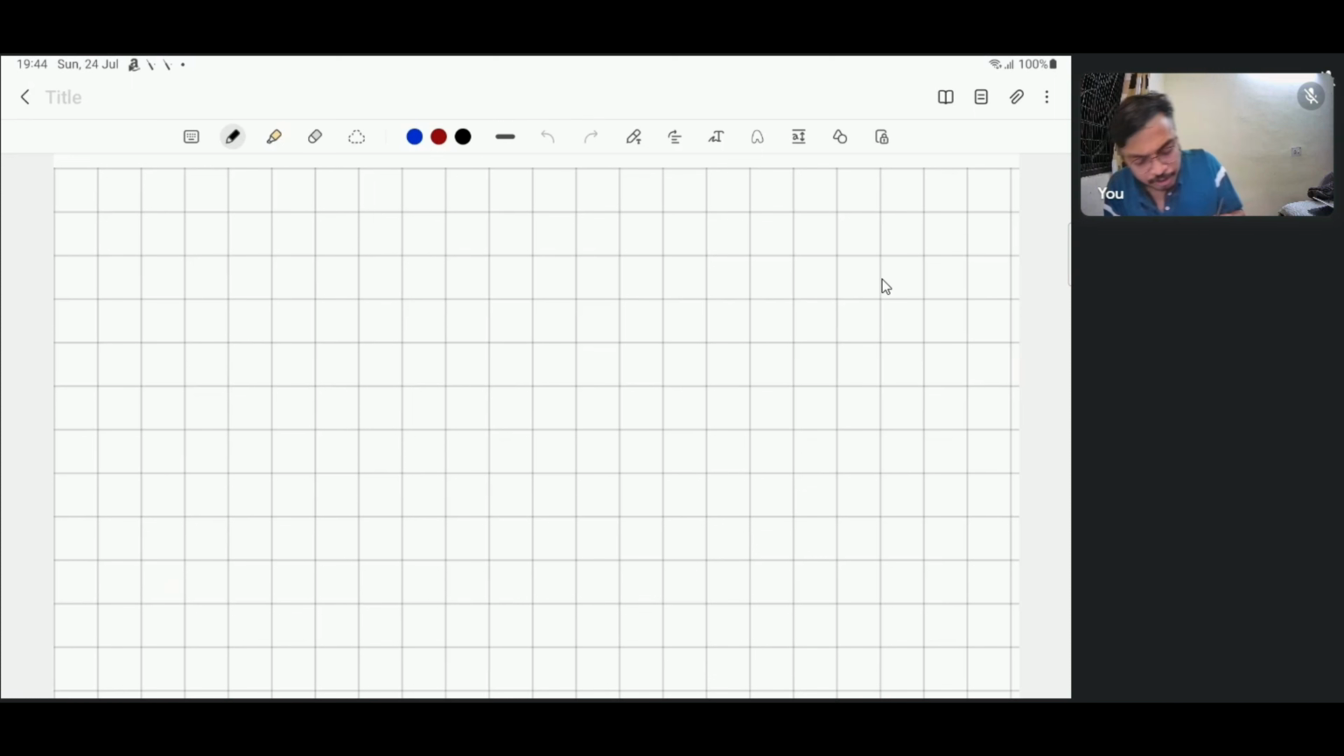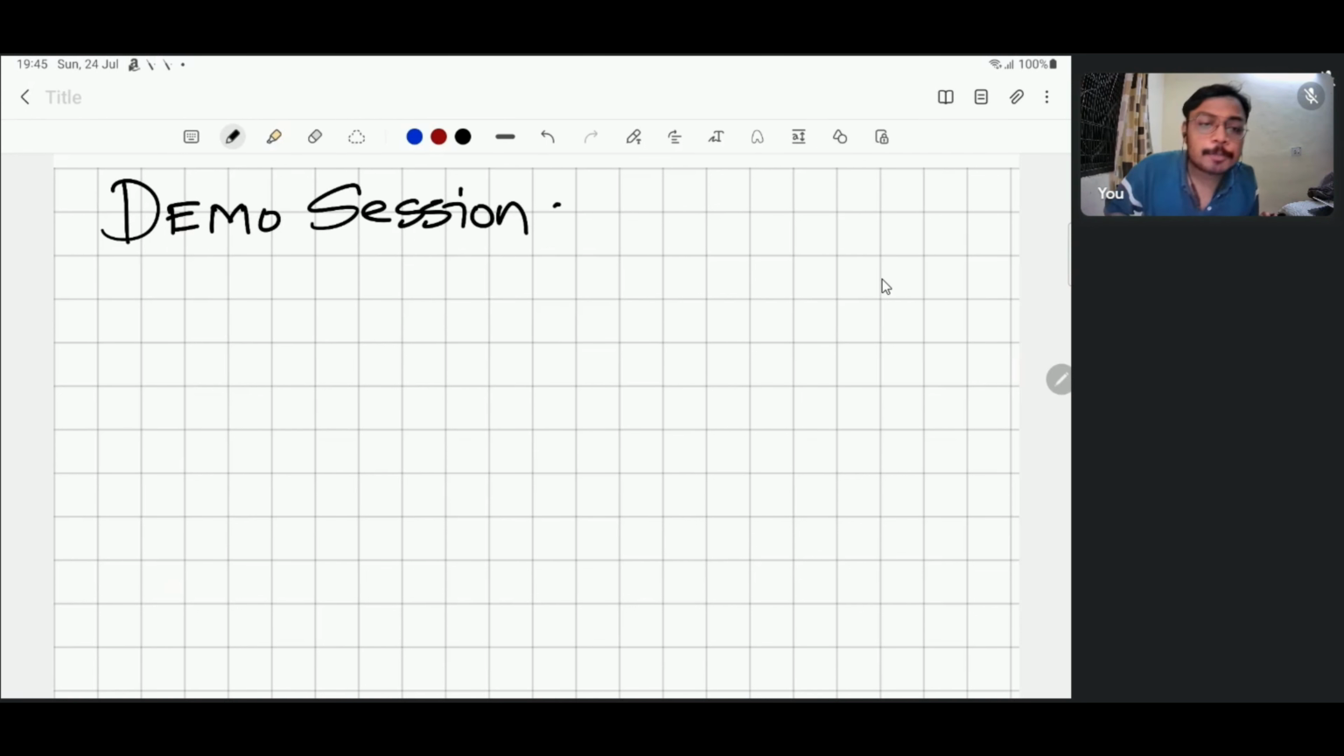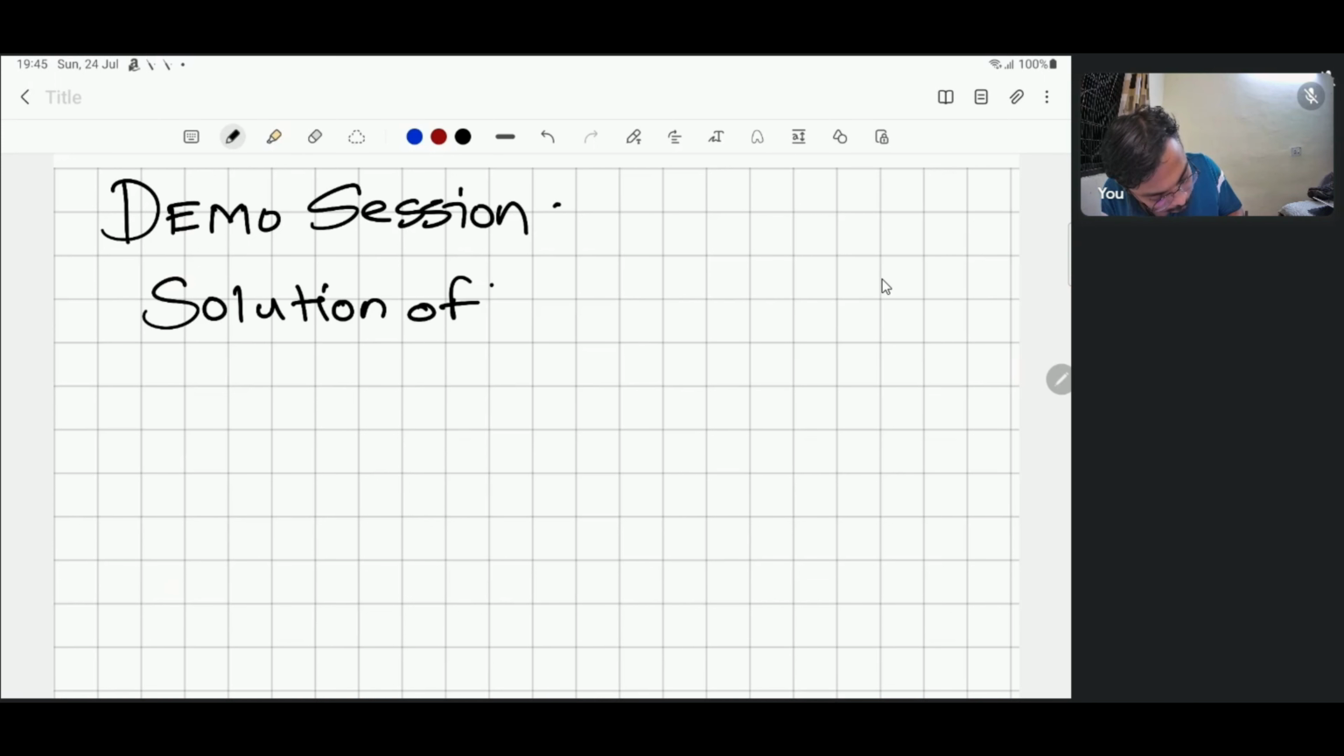Today is the demo session in which I will be solving problems based on solution of linear systems. Solution of linear system.